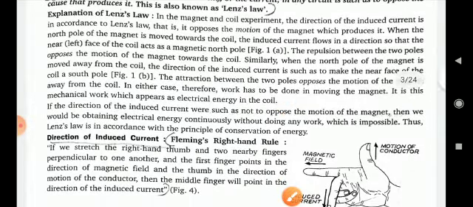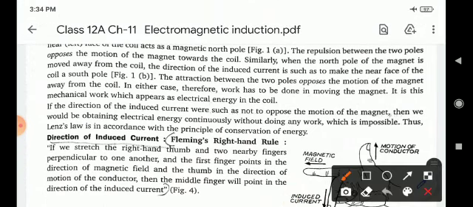If the direction of the induced current were such as not to oppose the motion of the magnet, then we would be obtaining electrical energy continuously without doing any work, which is impossible. Thus, Lenz's law is in accordance with the principle of conservation of energy. Very important point, conservation of energy.